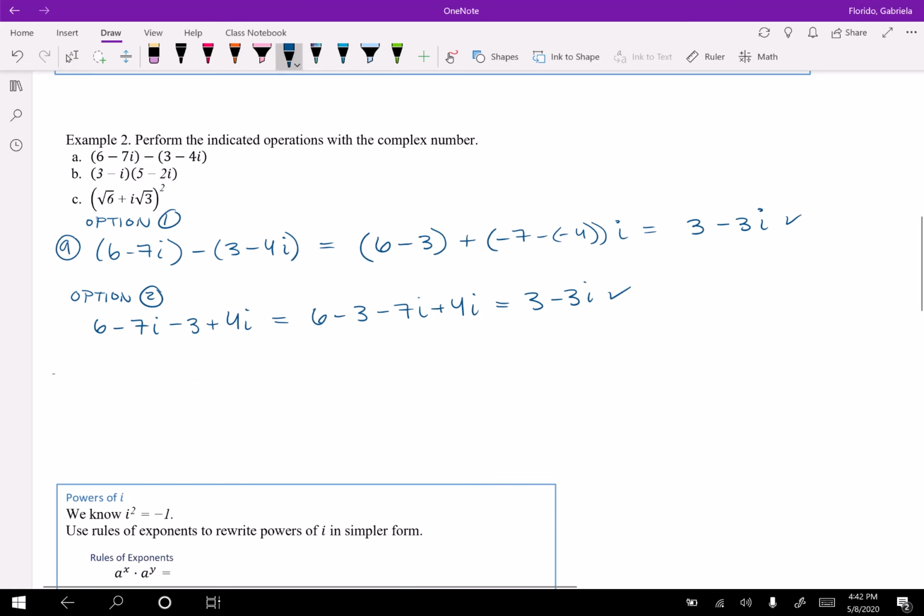Okay, so let's try B. And B here, we're going to do FOIL. So we have 3 minus i times 5 minus 2i. And again, we can use the formula or we can just do FOIL, whatever's more comfortable. So here, let's just do FOIL method here.